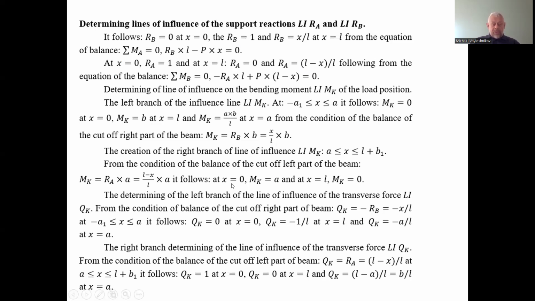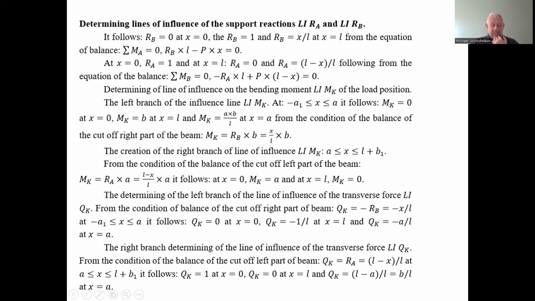And when we substitute two points, from the first point, X equals 0, the bending moment has to equal A. At X equal to L, in this mathematical equation, the bending moment in the point K is equal to 0 if the unit force is applied in the point B, at the point of L.